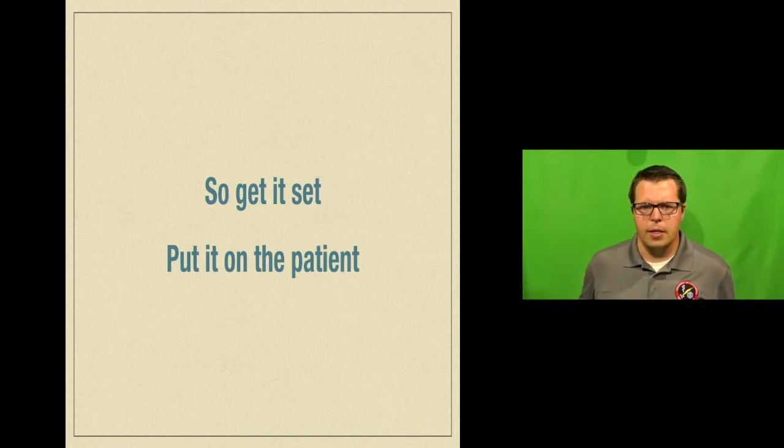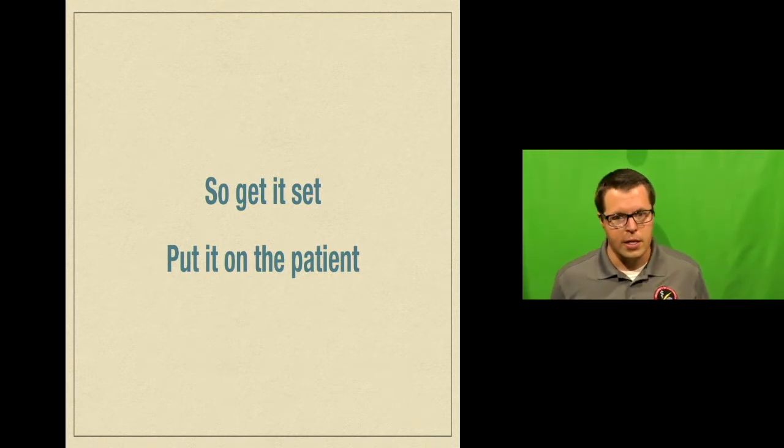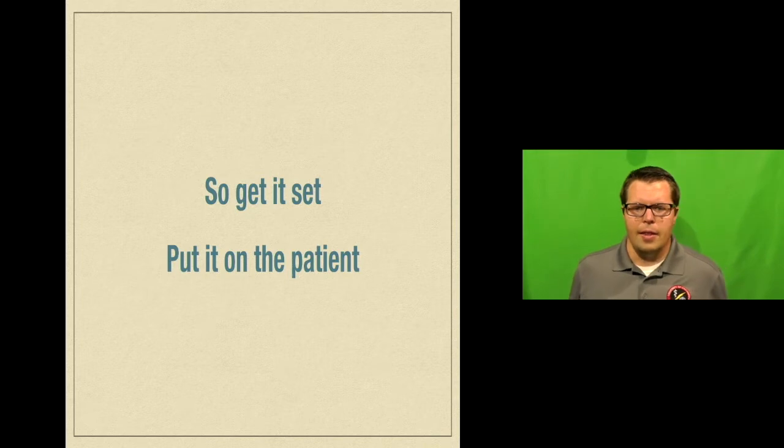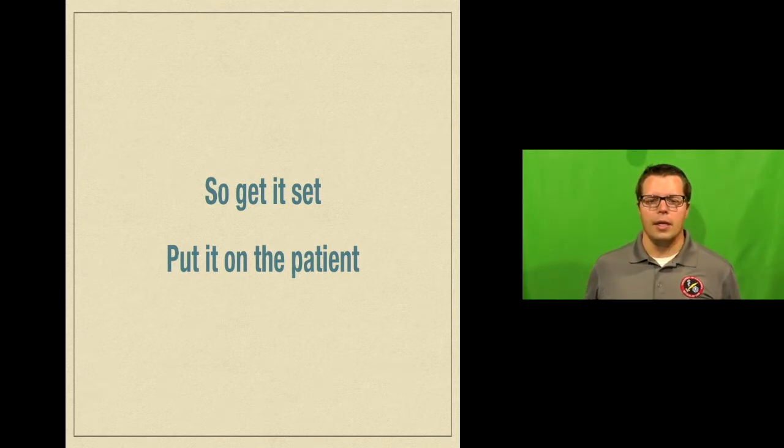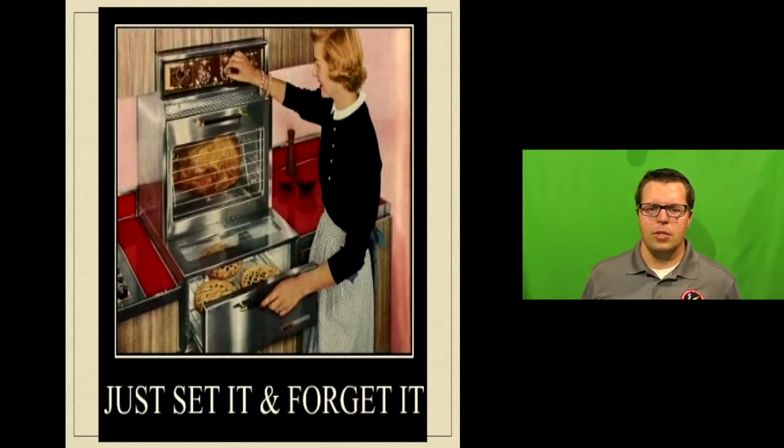So we get it set. We put the thing on the patient, whether they've got a lung disease pattern like obstructive lung disease, or whether they've got fluid in their lungs or whatever it is. Get the ventilator set. And then the next thing you should probably do is put on the patient and let them sit for a little while. How long is a little while? Well, let's say 3 or 4 minutes, something like that.